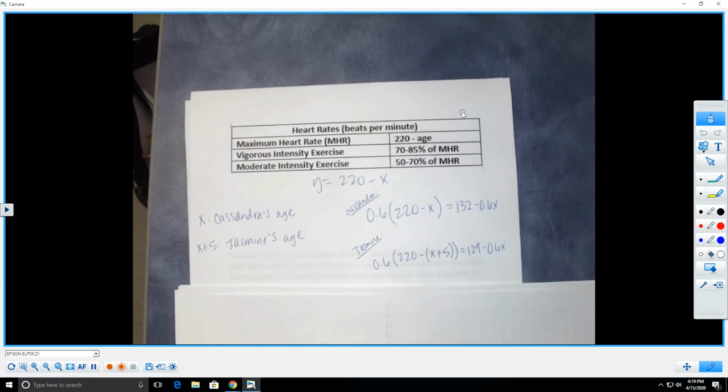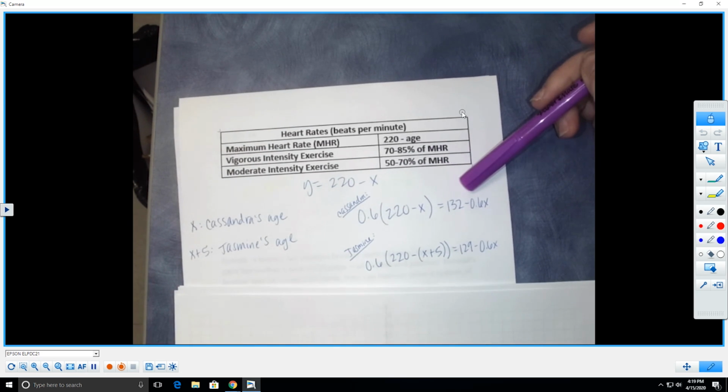We don't know their exact ages, but remember, we're trying to figure out whether or not 60% of Jasmine's maximum heart rate is 5 beats per minute lower than Cassandra's. So the actual age of the two people doesn't matter, just the difference between their ages. You can pick any two ages that are 5 years apart and it will solve the problem. So using the following expressions, we get this. So I simplified this expression here and I simplified this expression here.